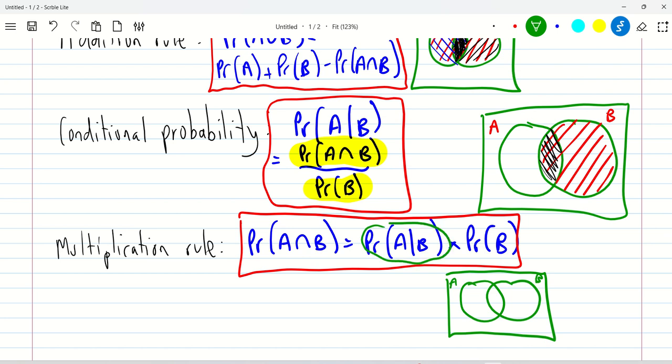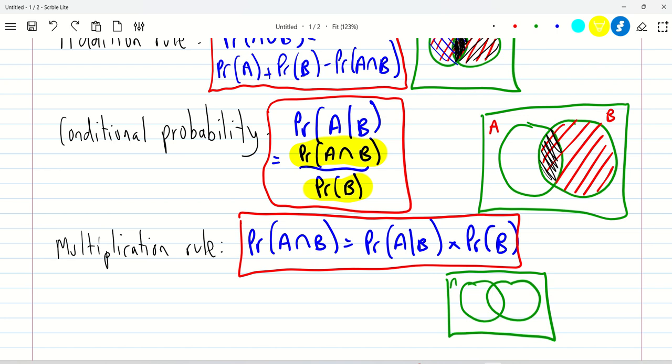let's just have a look at this center bit here: the probability of A given B. Now, if A and B are independent events, in other words, if the probability of A happening has no effect on the probability of B happening and vice versa, then the probability of A given B will just be equal to the probability of A, because B has no effect on A.